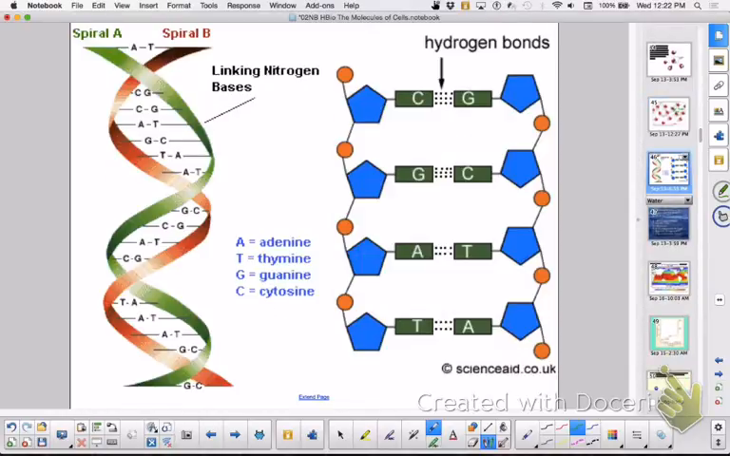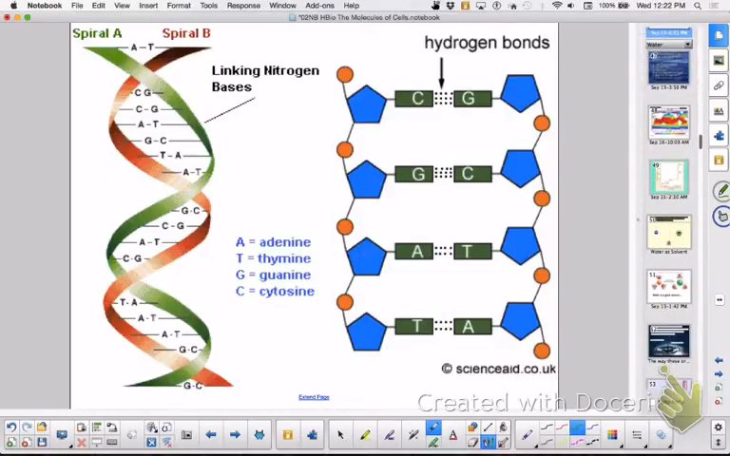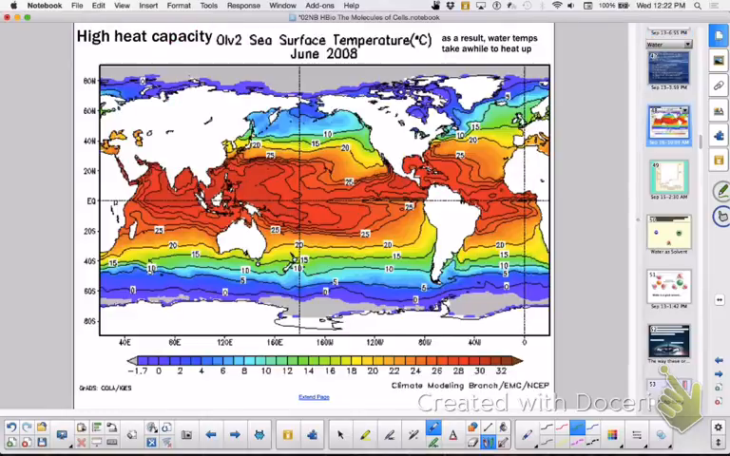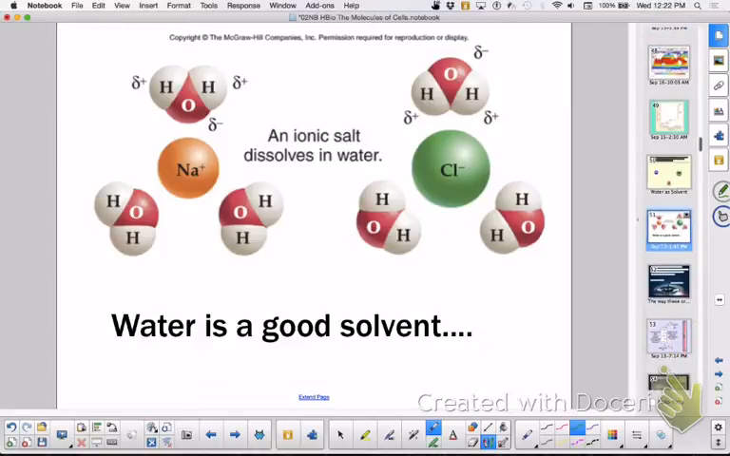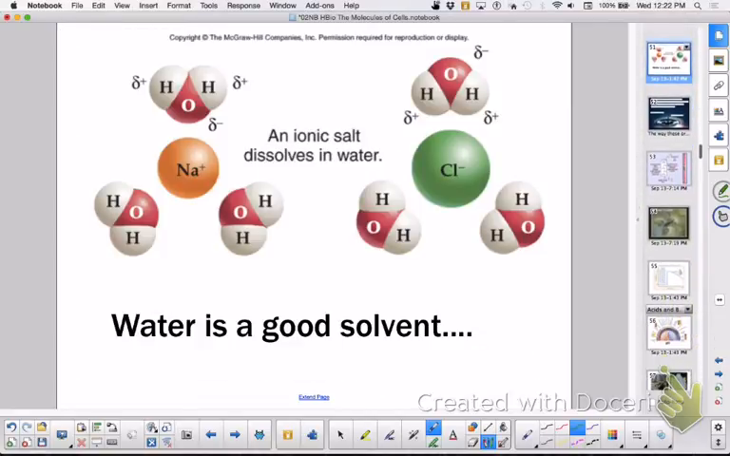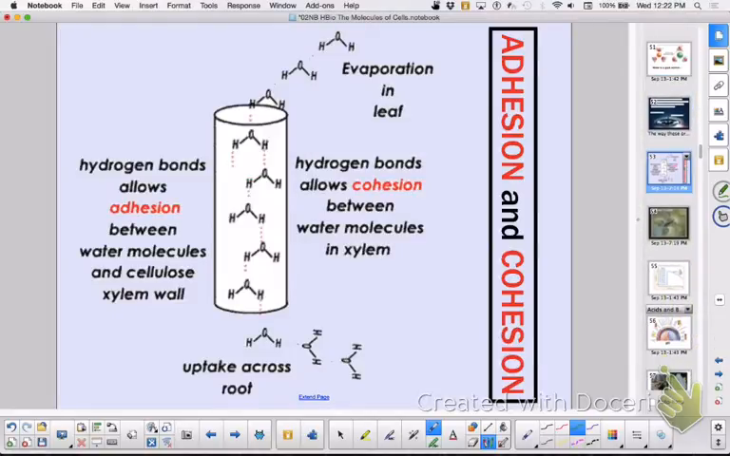Hydrogen bonds hold DNA together. We looked at different properties of water. Things like it can moderate the Earth's temperature because it can hold all that energy in those hydrogen bonds. High heat capacity, right? We talked about it being a good solvent for those things that are hydrophilic. We talked about these two terms. Let's go over this, adhesion and cohesion.